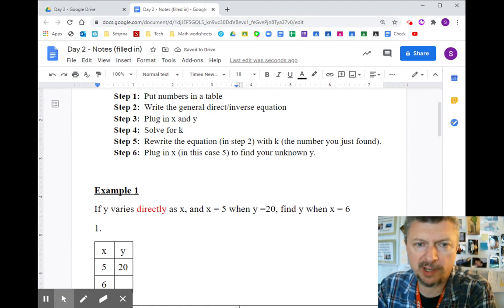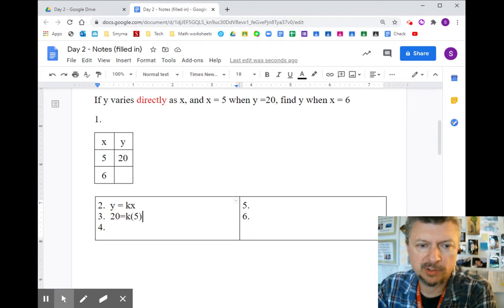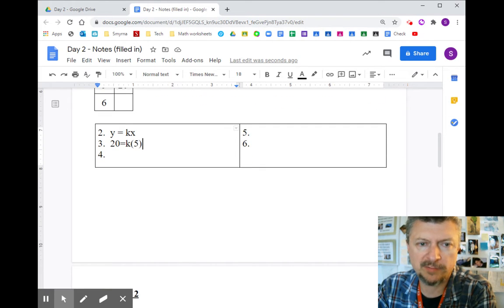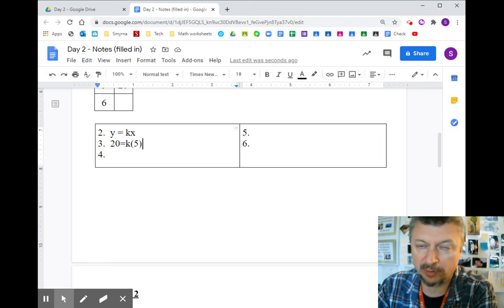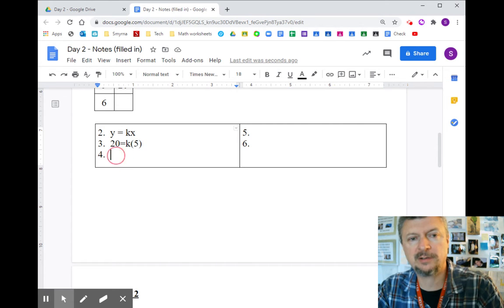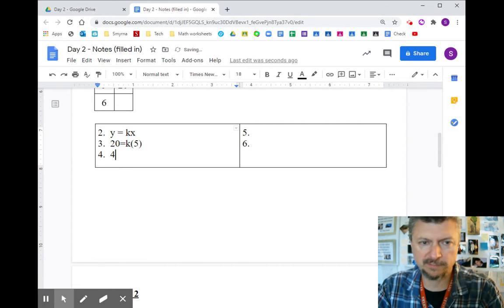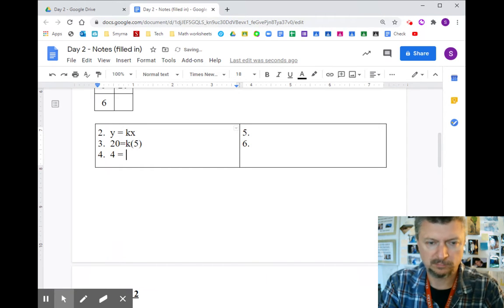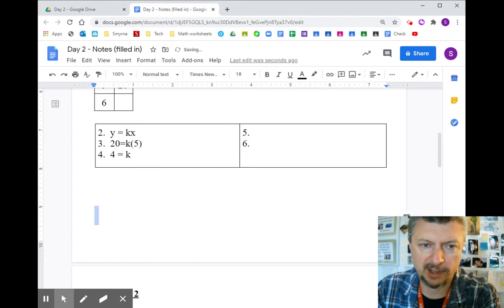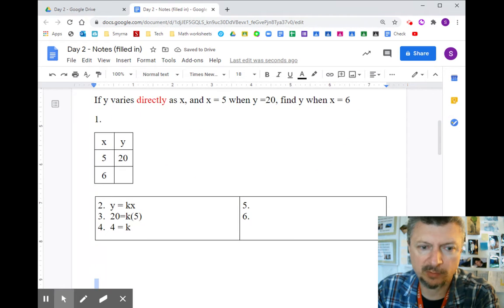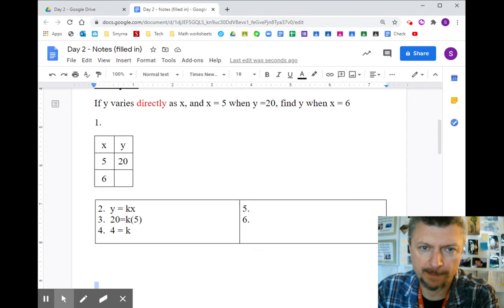Step 4 is solve for k. So we need to solve this equation for k. That's k times 5. The opposite of times is divide, so you divide both sides by 5, and 20 divided by 5 is 4. There we go. So now we have k. That was step 4, okay.